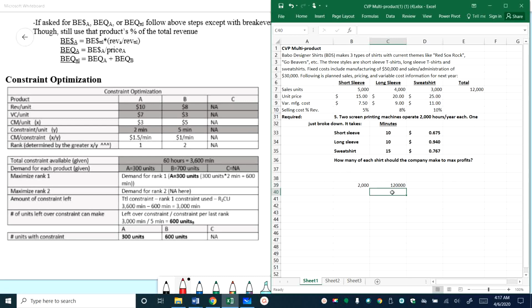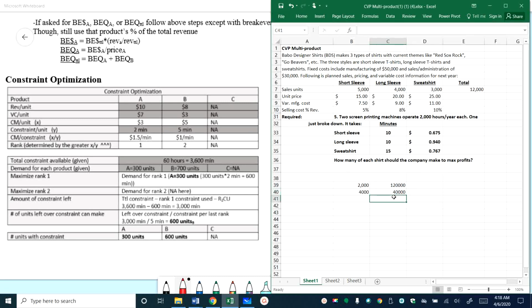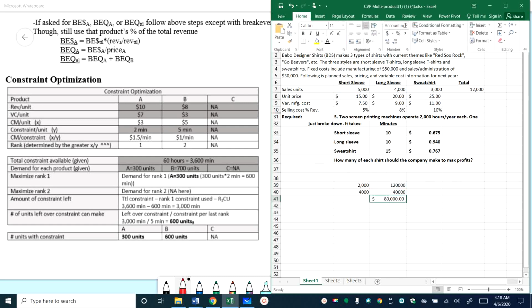Great. And then we know that we want 4,000 long sleeve shirts, and it takes 10 minutes per long sleeve shirt. So the 4,000 times the 10, and this is how many minutes it'll take to make all of the long sleeve shirts. So now if we subtract that from our initial amount of minutes, we only have this many minutes left to produce the other shirts.